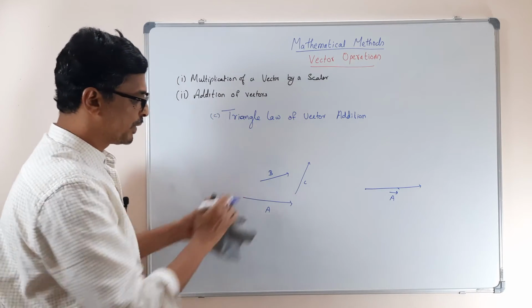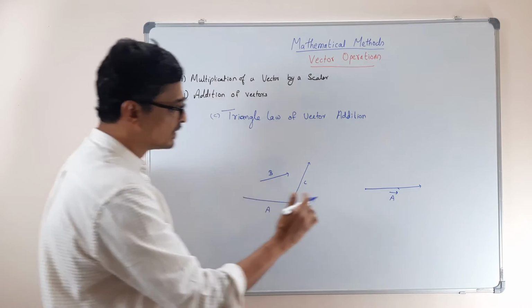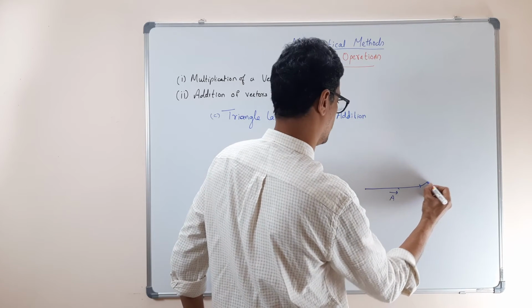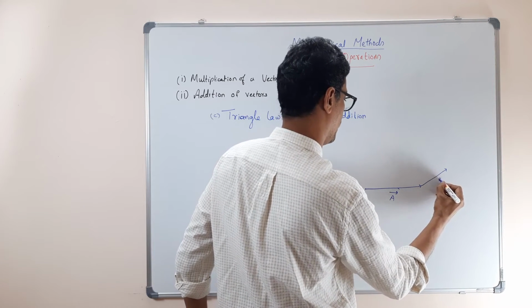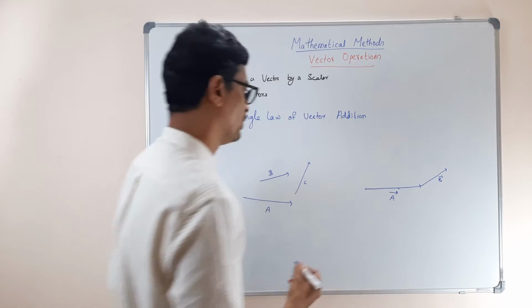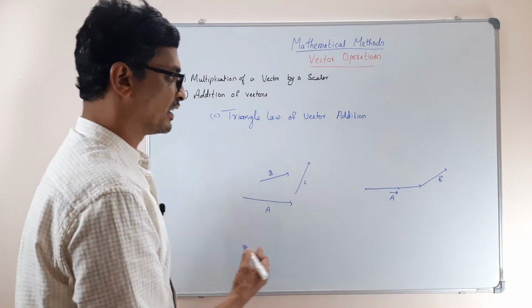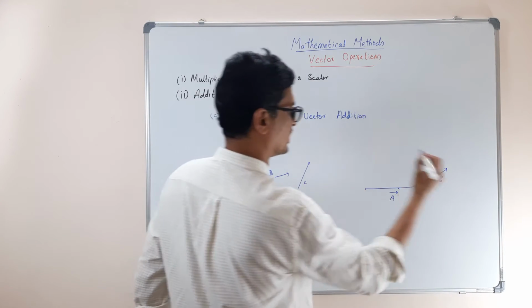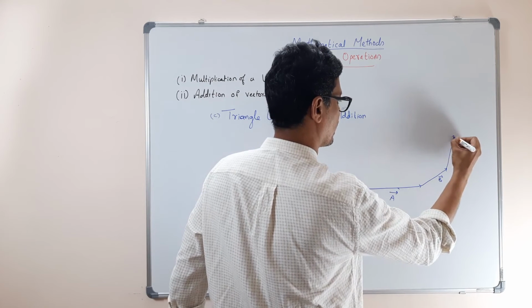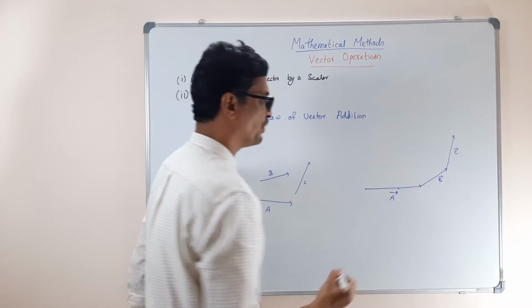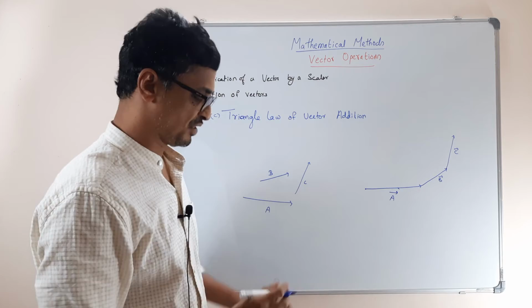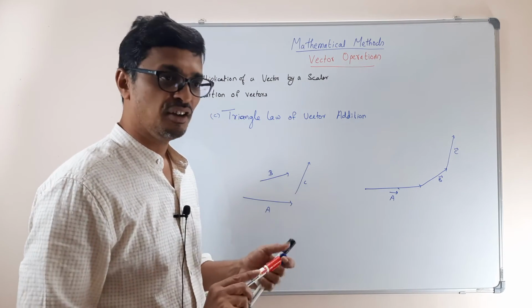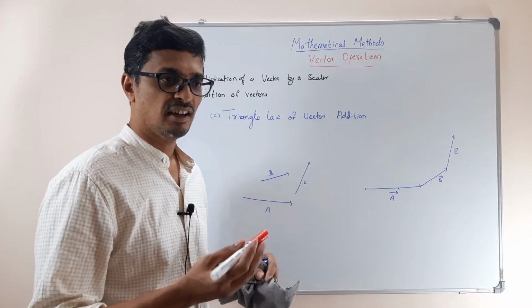Okay, and then I am going to place B. B vector goes something like this. Am I right? This is the B vector. Okay, and then the C vector goes something like this. Correct? So now you want to find the addition of these three vectors. How are you going to do it? You know the addition of two vectors. By using the triangle law, you can find the sum of two vectors.